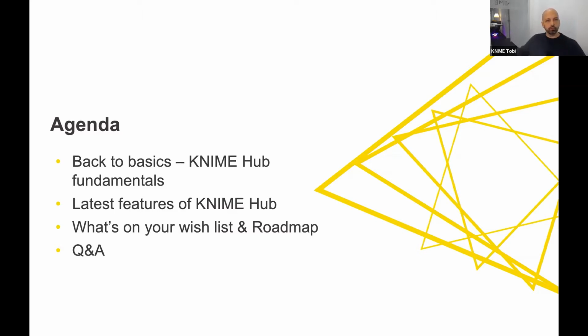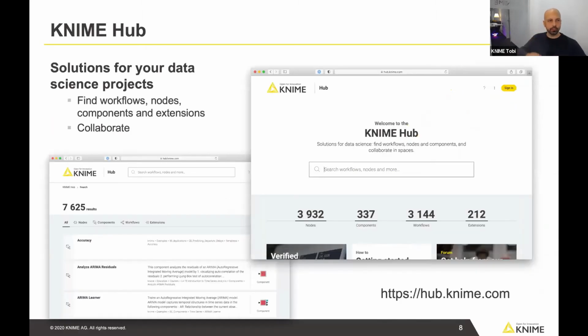So what is the KNIME Hub in a few short sentences? If you're working on a data science project and you don't know how to solve it, then the Hub is a very good starting place to get a few best practices, find examples, and leverage the whole KNIME community and their knowledge to maybe find a solution which already does what you want, or maybe does it better or in another way, which is also interesting for you. So you can find workflows, nodes, components, and extensions easily.